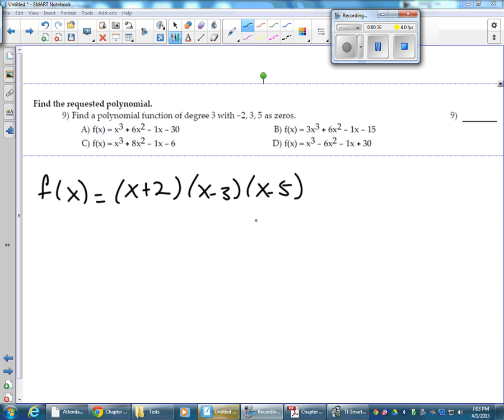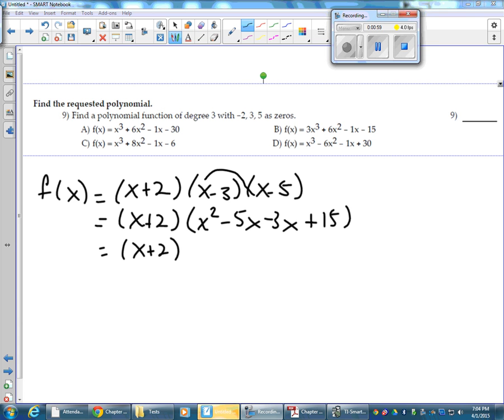And it doesn't matter which ones you multiply first. You'll get the same answer at the end. So I'll just do the last two. X minus 3 times x minus 5. I'm going to use distributive property. X times x is x squared. And then my outers would be minus 5x. And then my inner will be minus 3x, and then my last, negative 3 times negative 5 will be plus 15. So to make it a little easier, I'll go ahead and simplify first. This is x squared minus 8x, putting these two together, and then plus 15.